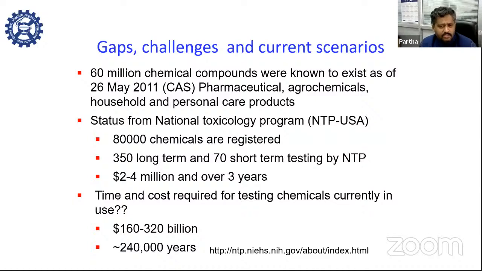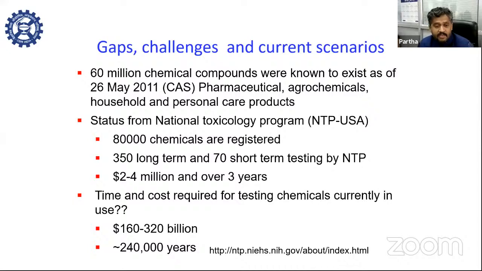When we looked at the National Toxicology Program of the United States, more than 80,000 chemicals are registered. Of those 80,000 chemicals, only 350 have long-term and 70 have short-term toxicity data. That means chronic and acute toxicity testing is done only for a very handful of compounds. That also requires more than 2 to 4 million for each chemical and took more than 3 years, because currently we are working in a toxicology institute. We have a GLP, one of the first labs in government to get the GLP certification.